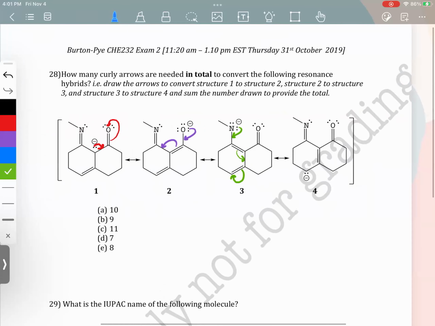Okay. So in this resonance hybrid, these are the movements that occur back and forth all the time. So in total, how many curly arrow notations did we have to use to show the movement for all the resonance here? 7.